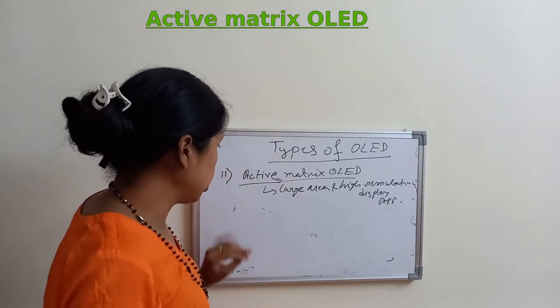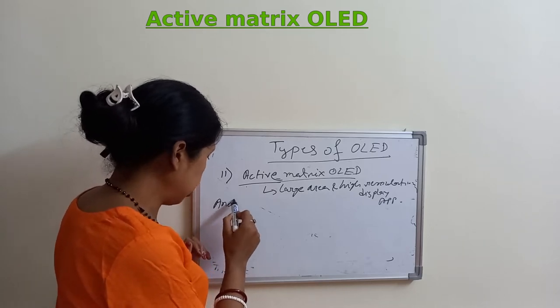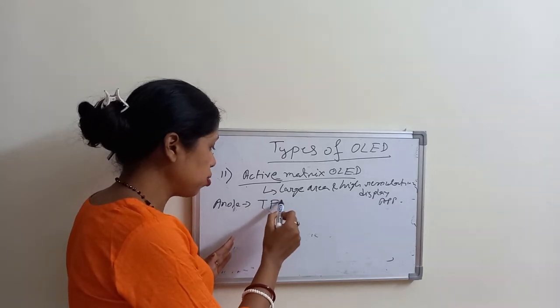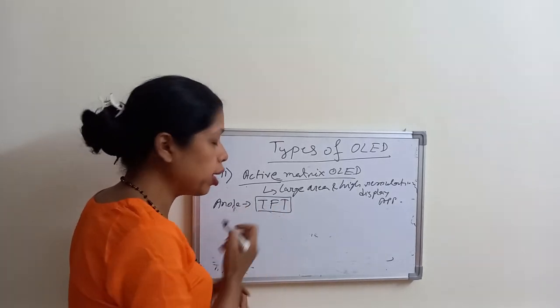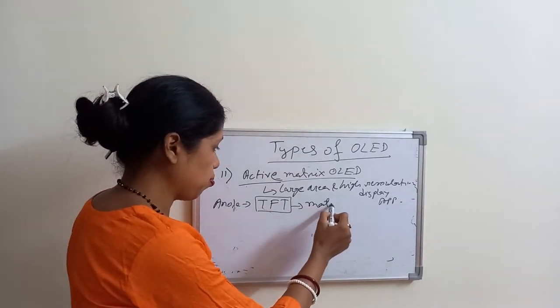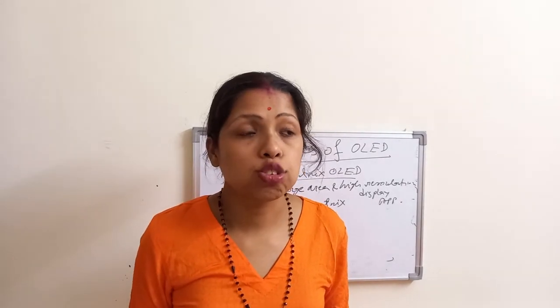So what will happen in this case? First is the anode layer, right? The anode material is designed with a thin film transistor, and the structure is in matrix form. A transistor is mainly used to give an amplified signal, to give a constant power supply. Here the thin film transistor is used as the anode. What kind of material will be used, I will discuss now.